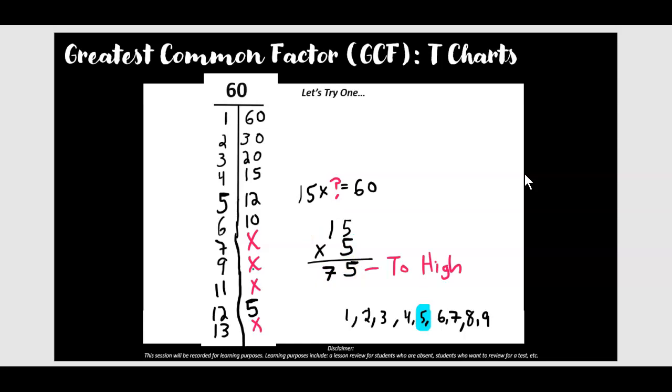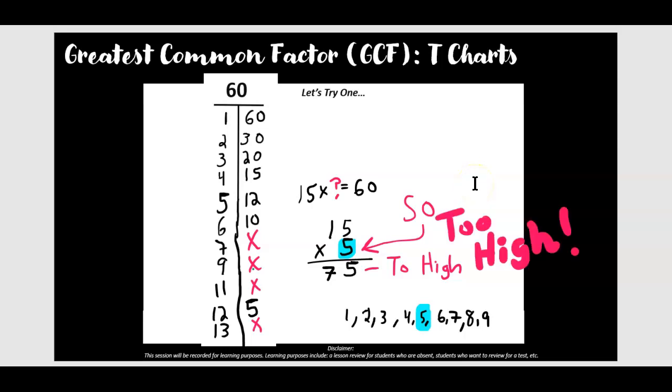Aha, that's too high. So if 5 as a factor gives us a product that is too high, then we have to pick a lower factor that gives us a product that is lower. Make sense? Okay, let's see what I mean. Watch. Too high. So let's pick a lower one.